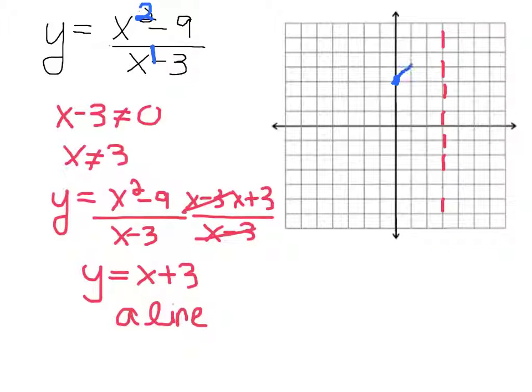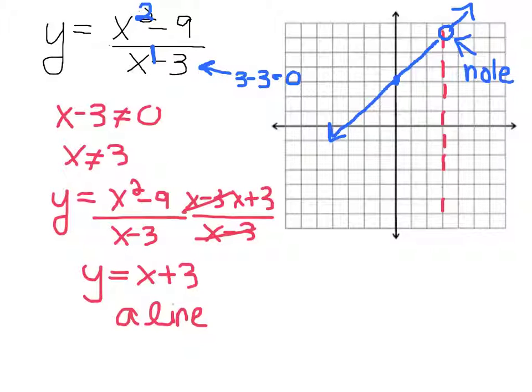So this line goes here, but I still have the problem in the original function that I can't have 3 in the domain, because if I put 3 into the original equation right here, I'd end up with 3 minus 3, which is 0, and I can't have 0 on the bottom. And so that, instead of making an asymptote, it's going to make a point of discontinuity, or it's actually called a hole.